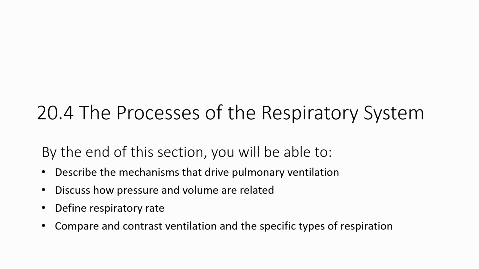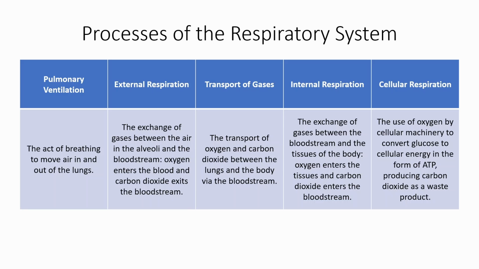Let's go ahead now and get into the processes of the respiratory system. We're going to talk about what drives pulmonary ventilation or breathing, talk about the relationship between pressure and volume and respiratory rate, and then we'll talk about ventilation and some different types of respiration. So let's talk about the different processes that are part of the respiratory system. One is pulmonary ventilation. This is just the act of breathing to get air in and out. So your chest expanding, right, your diaphragm moving down, the ribs moving up and out, those actions that allow air to move in and out.